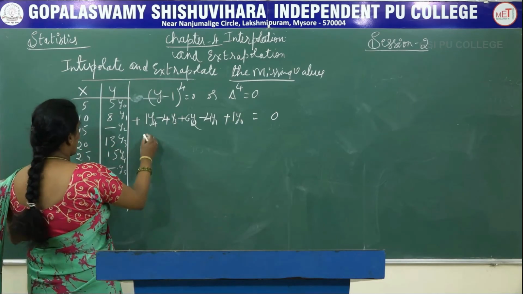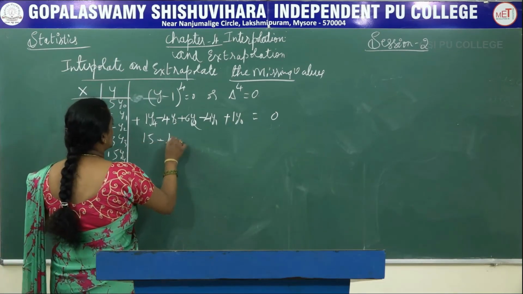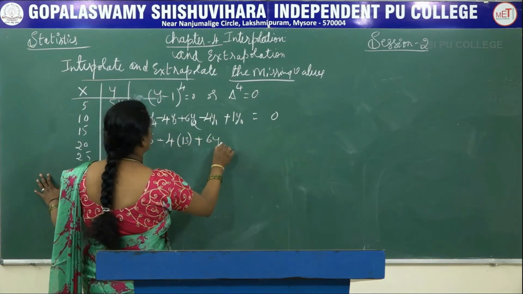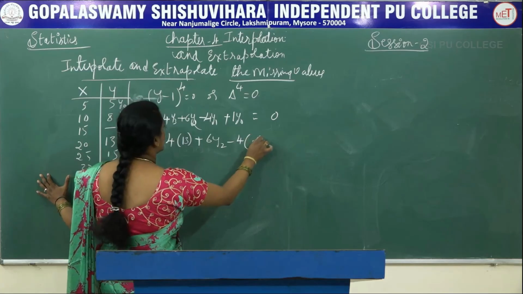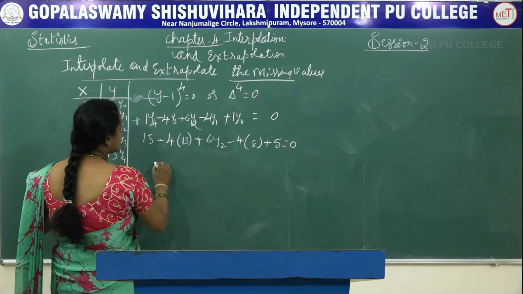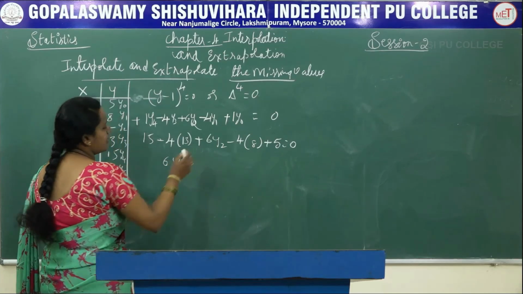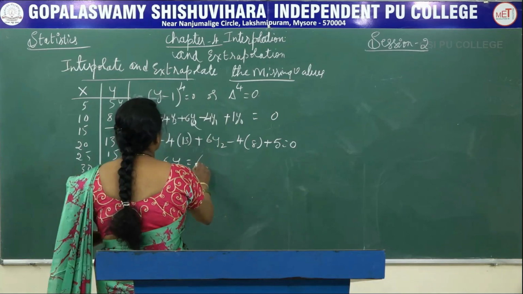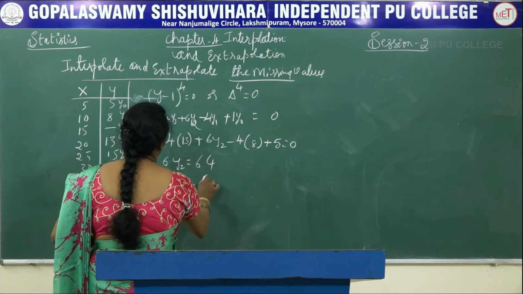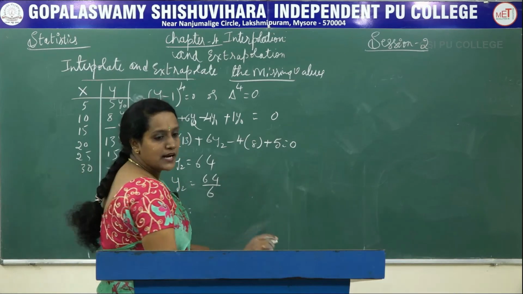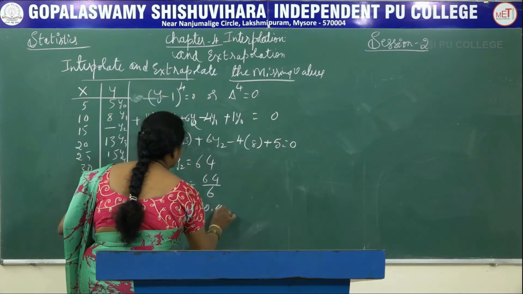Now you substitute the values, that is 15 minus 4 into 13 plus 6 y2 minus 4 y1 is 8 plus 5 is equal to 0. After simplification, 6 y2 is equal to 64 and our y2 is 64 divided by 6. So our y2 value is 10.67.